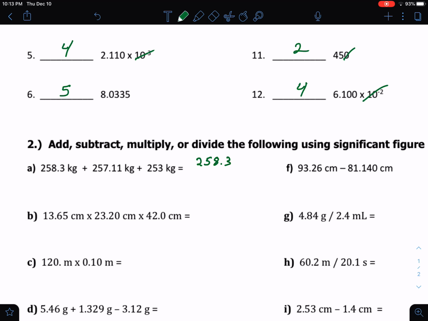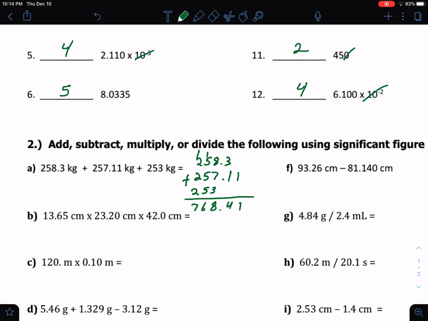258.3 plus 257.11 plus 253. Okay, so this only works if your decimals are lined up. So what I'm going to do is go ahead and do my math. So 1, 4, decimal goes right here. Okay, 7 plus 3 is 10, plus 8 gives me 18. Carry the 1. This gives me 16. Carry the 1. This makes me 7.